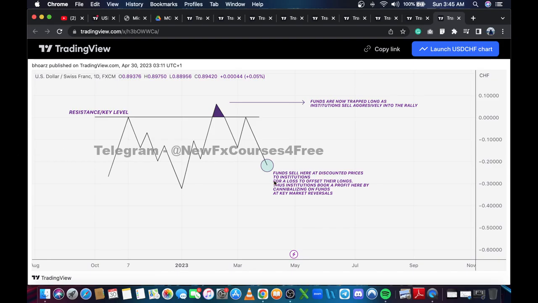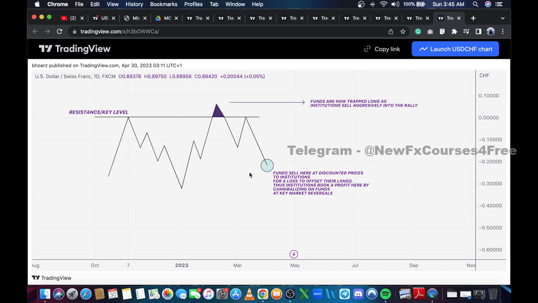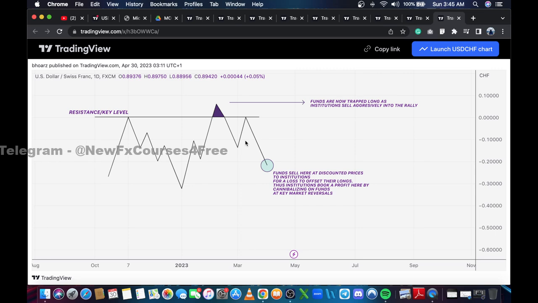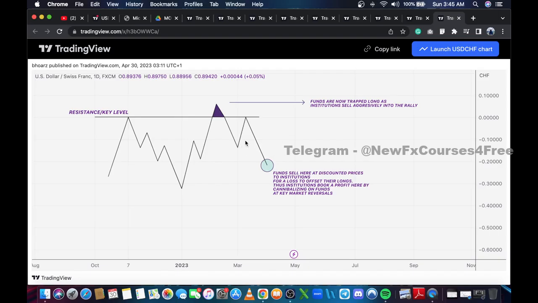So what happens is the funds bought while the market was at a premium, and now they're selling while the market is at a discount, for a loss. And this is the relationship between the institutions or the central banks and the funds, and that's why I mentioned that around key turning points, that's where the funds will get cannibalized by the institutions, because they are trend following and they don't know when the trend is going to reverse, or when order flow shifts, which is the only thing that central banks or smart money know.